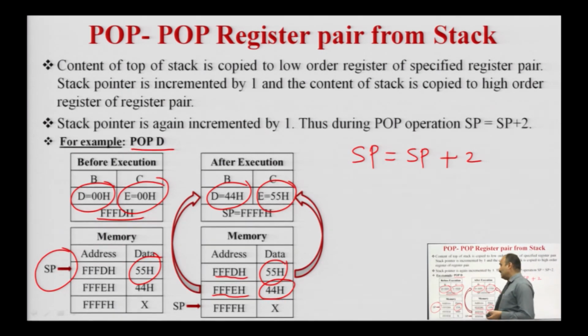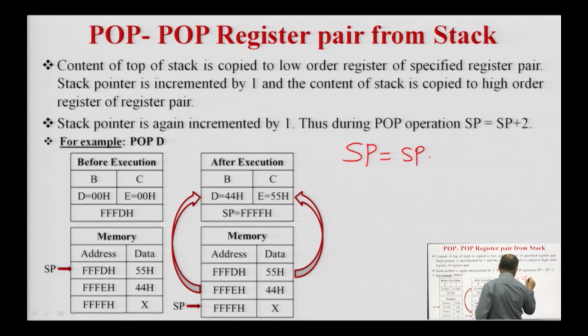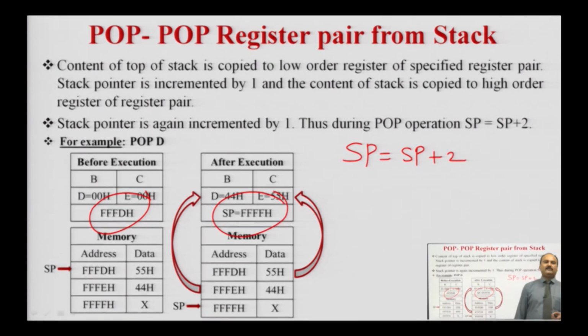So, we can say that during the execution of each pop instruction, the content of the stack pointer becomes SP = SP + 2. Why? Because before the execution the content is FFFDH, and after the execution the content of the stack pointer becomes FFFFH. So, this way the microprocessor increments the content of the stack pointer by 2 after the execution of the pop instruction. The pop operation is exactly the reverse or opposite operation of push.